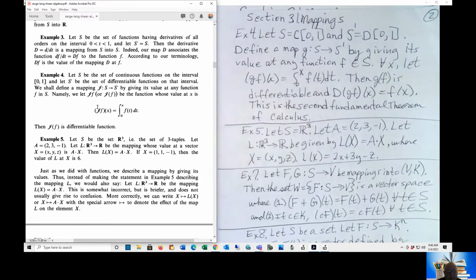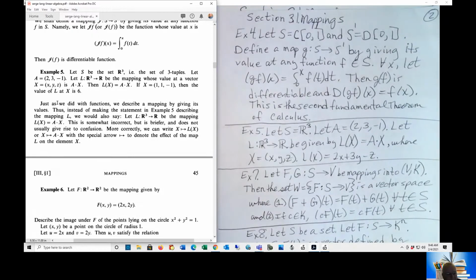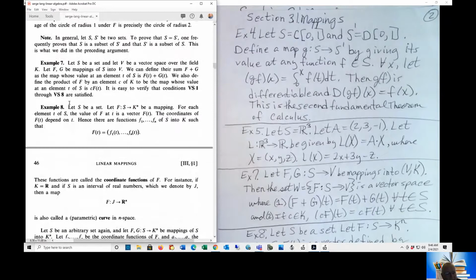Okay? Now I skipped example 6 and I'm going to do example 7. Look at example 7.